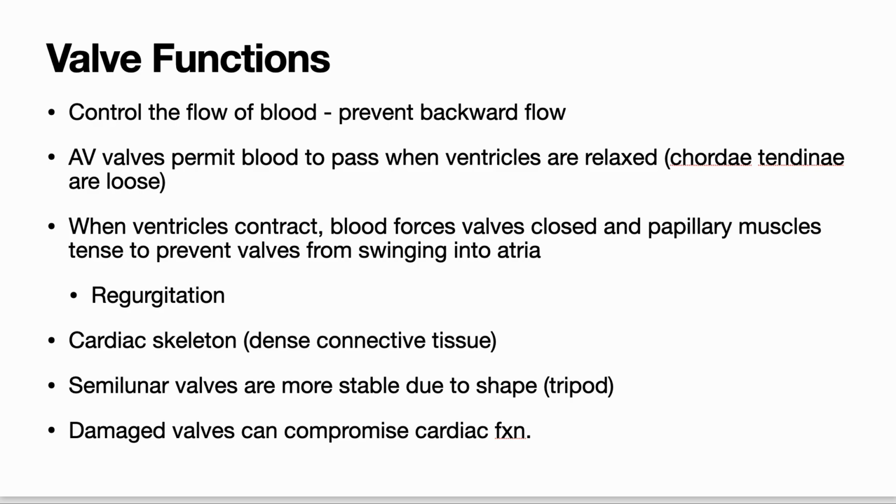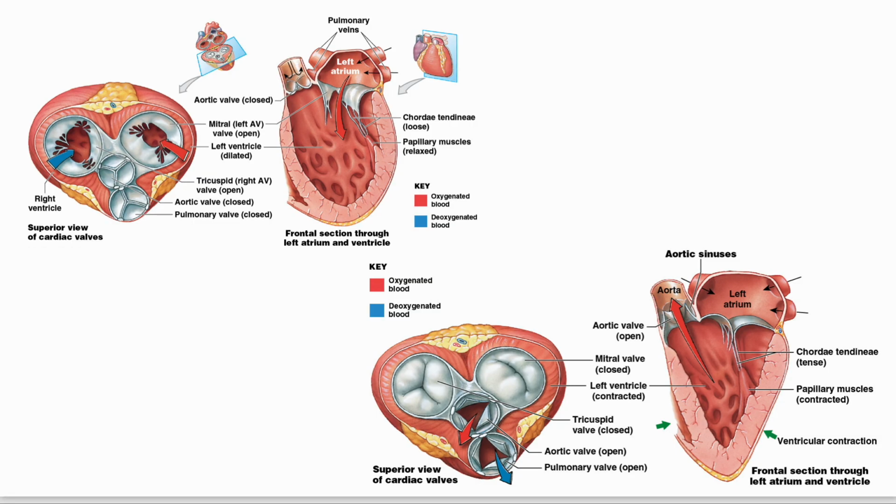Your semilunar valves to the pulmonary trunk and the aorta are actually a little more stable because of their tripod shape. Triangles are tough. Damaged valves, on the other hand, anywhere, whether they're the AV valves or semilunar valves, can compromise cardiac function because we're likely to get regurgitation, and that means our heart isn't working as efficiently as it could. If the valves are damaged enough, we may have to intervene and try to fix them.